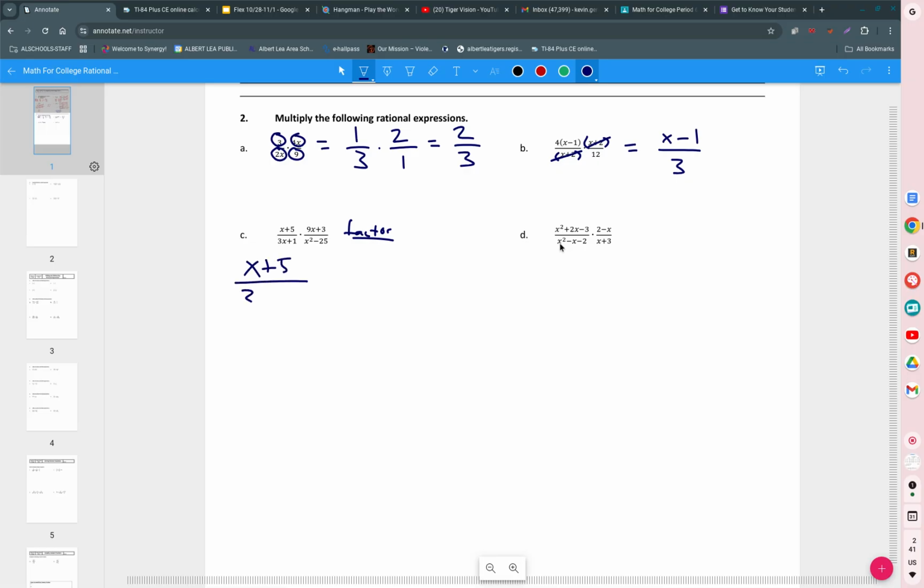X plus 5 times 3x plus 1 times 3 times 3x plus 1. So I took a 3 out of the top, and the bottom I factored as the difference of 2 squares. The x plus 5's reduced, the 3x plus 1's reduced. And I got 3 over x minus 5. We all okay with that?